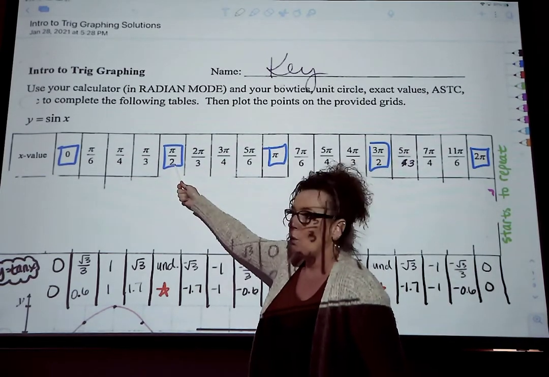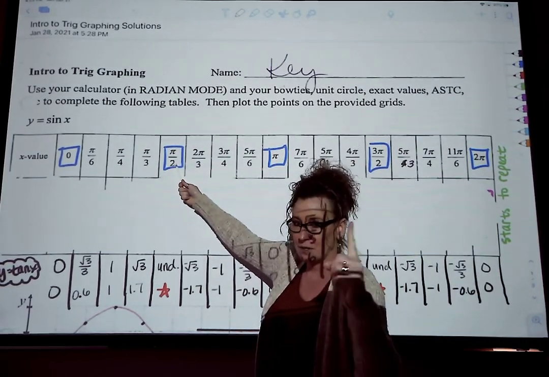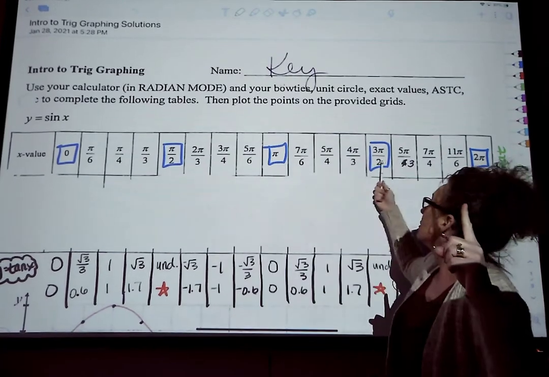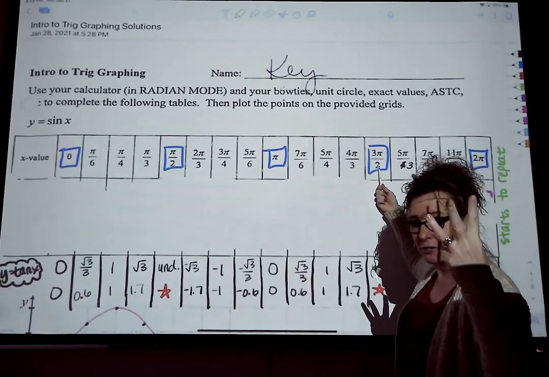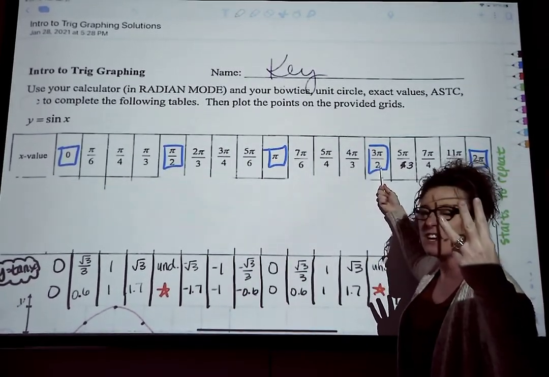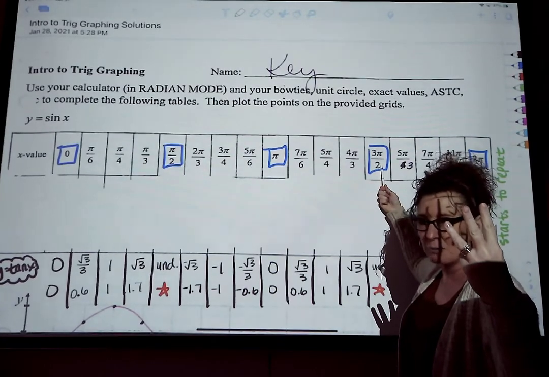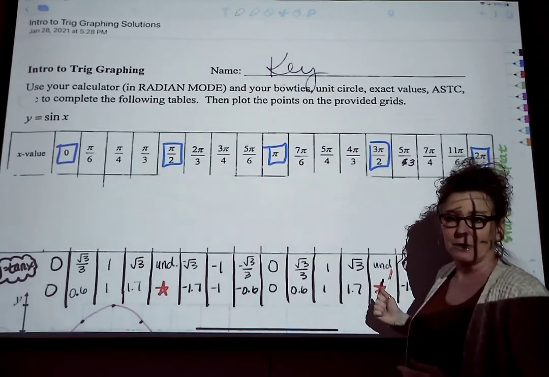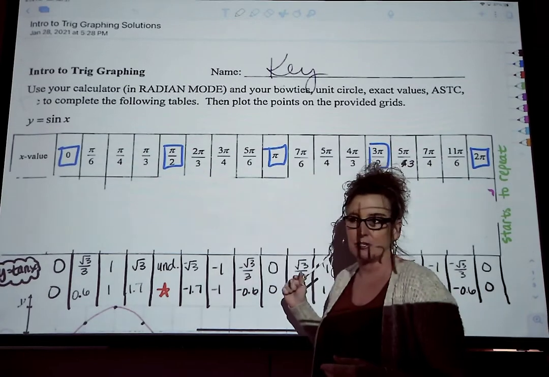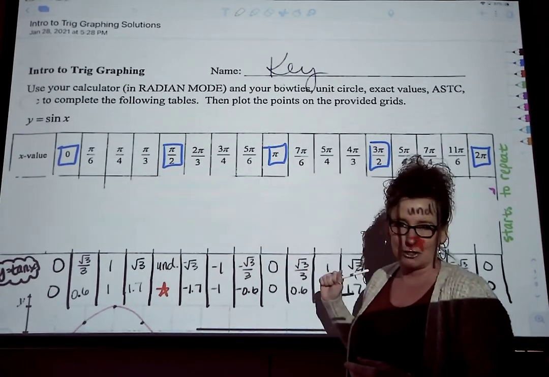It blows up at pi over 2. It blows up at 3 pi over 2. Where do you think the next blow up is going to be? Complete the pattern. 5 pi over 2. Again, 7 pi over 2. Again, 9 pi over 2. Go backwards.